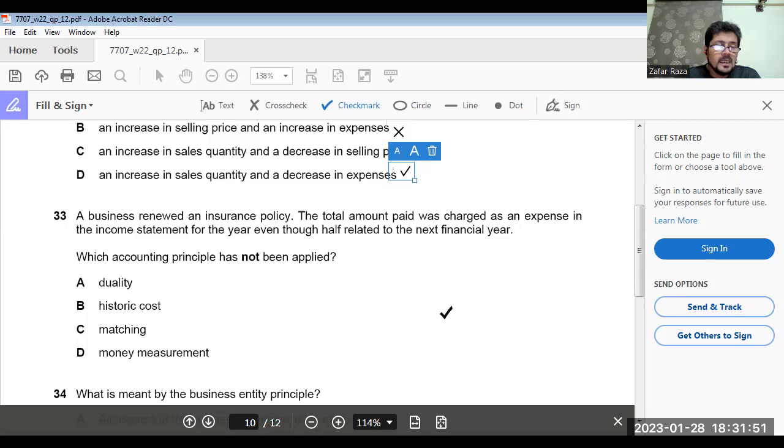A business renewed an insurance, but the total amount paid was charged as an expense in the income statement for the year, even though half related to the next financial year. Which accounting principle has not been applied?